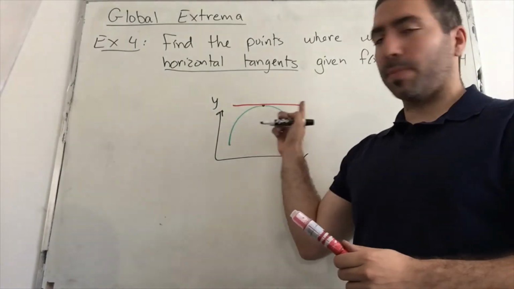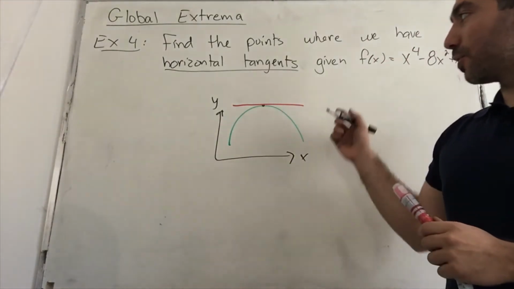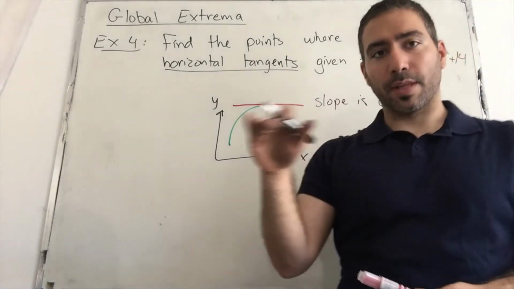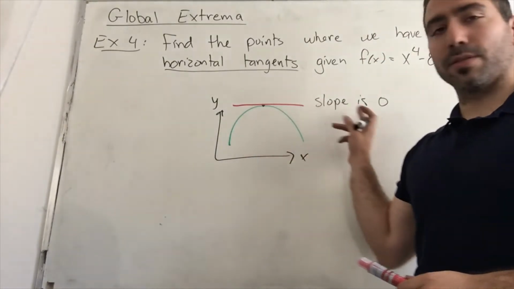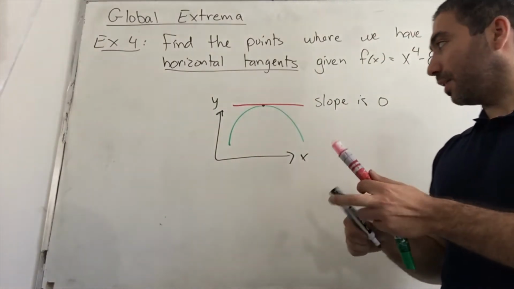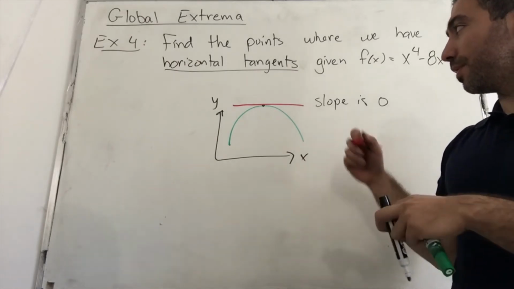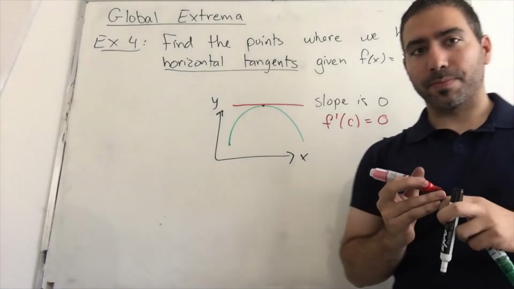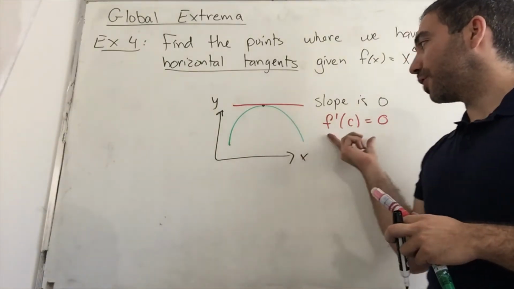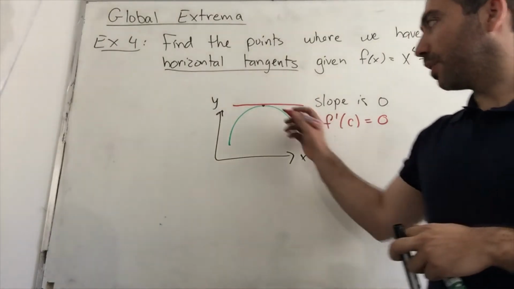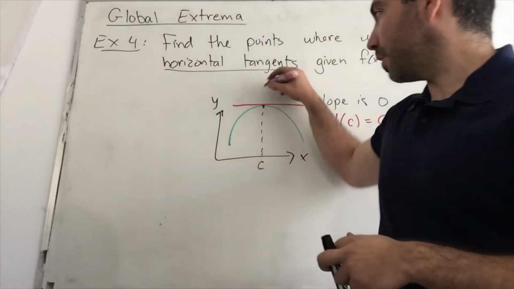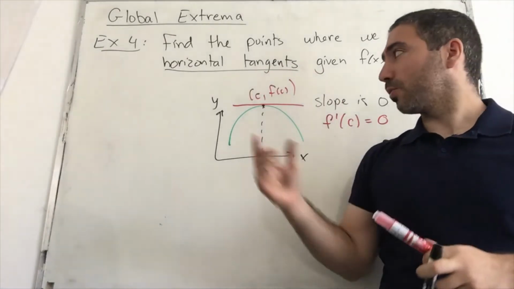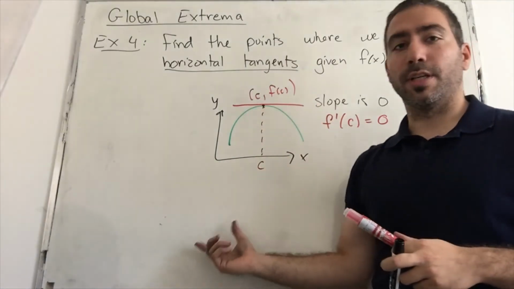But what do we know about the slope here? We know that the slope is 0. If it has a horizontal tangent, the slope is 0. And we know that the tangent is really the derivative. So what it's asking us is really, when is the derivative equal to 0? So when they ask for a horizontal tangent, they're actually asking when is the derivative equal to 0. This is what we're looking for. We're looking for this point, c, and then they give it as c, f of c. Okay. So we're looking for the point where we have a horizontal tangent given this function here.